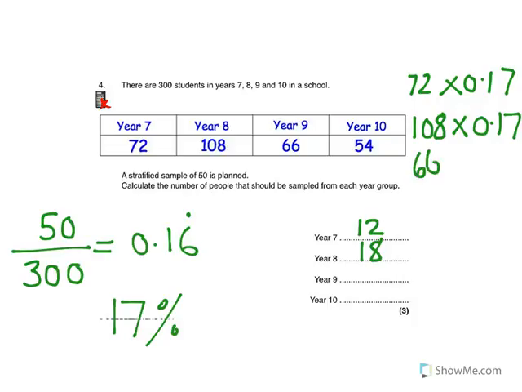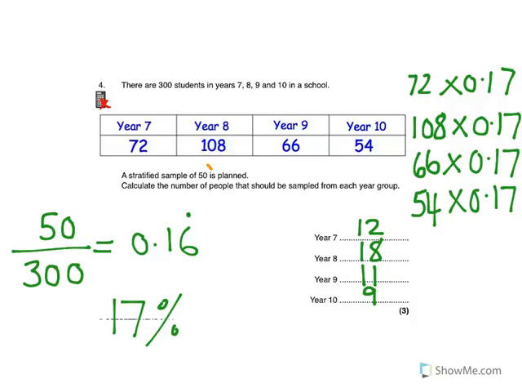Continuing on for year 9 then, 66 times 0.17 will find me 17% of the year 9 pupils. That comes out at 11.22, which we'll say then is 11 year 9s. Finally, the year 10s, that's 54 times 0.17 to find 17%, which comes out at 9.18, so we've got 9 pupils in year 10.